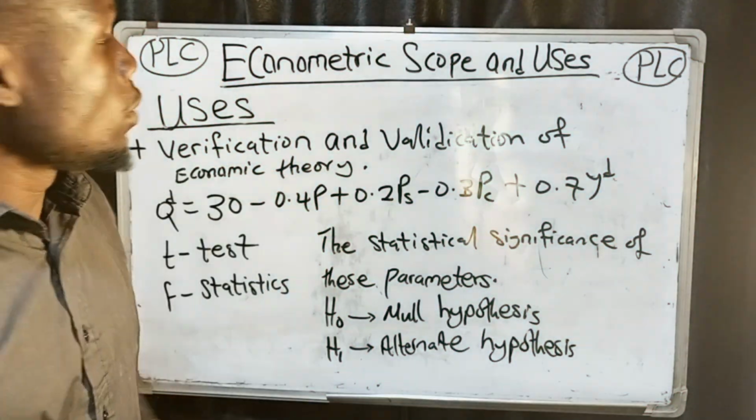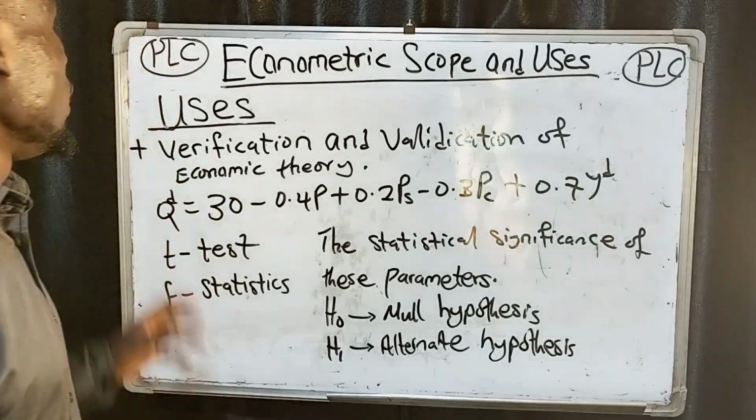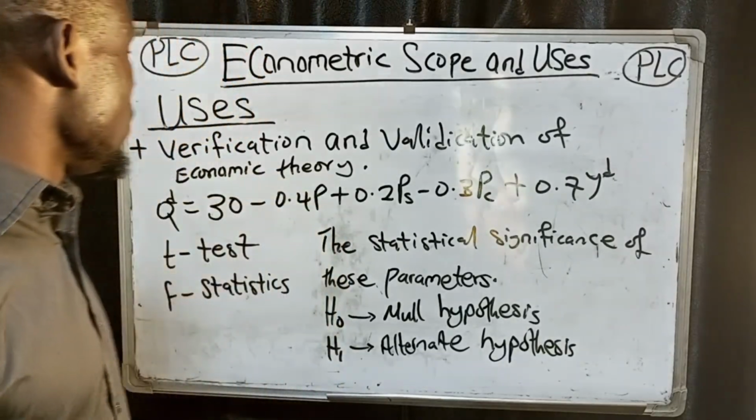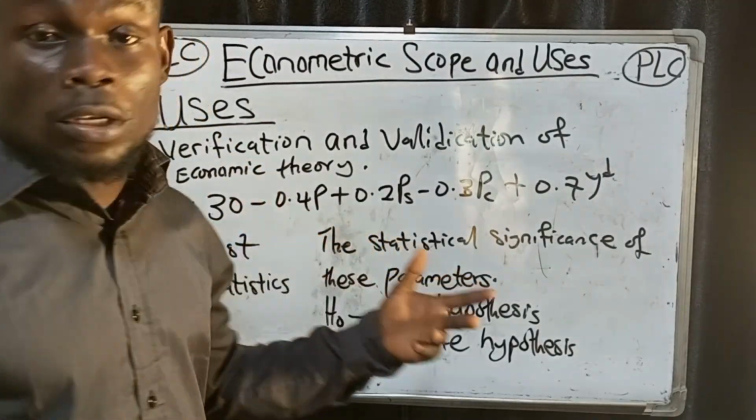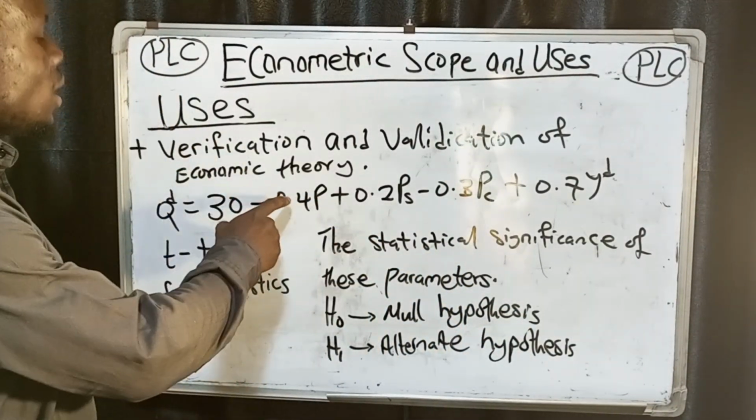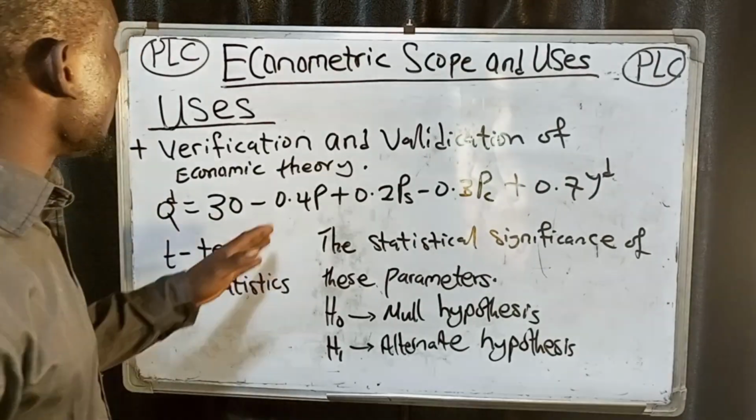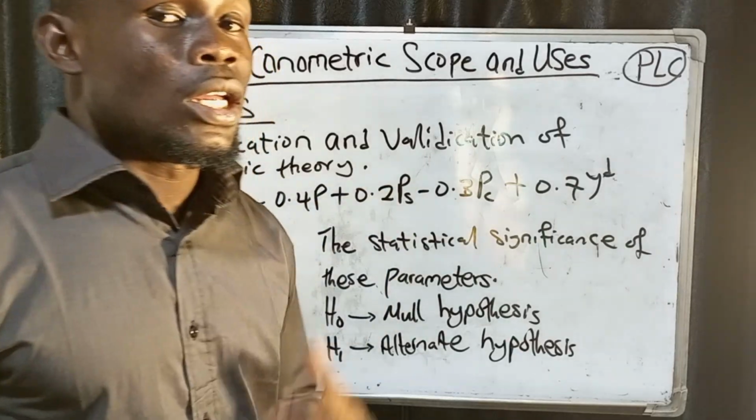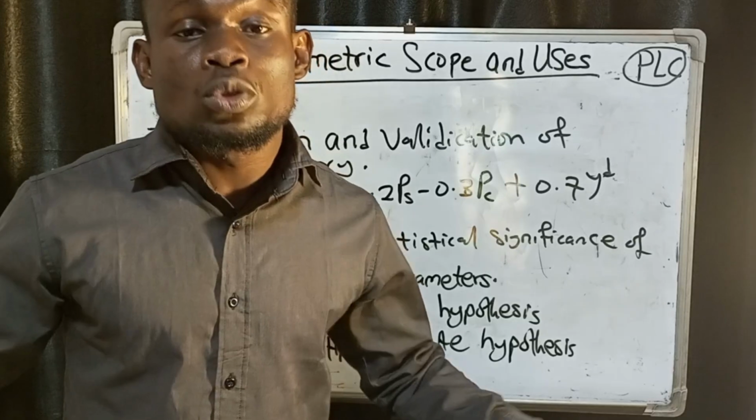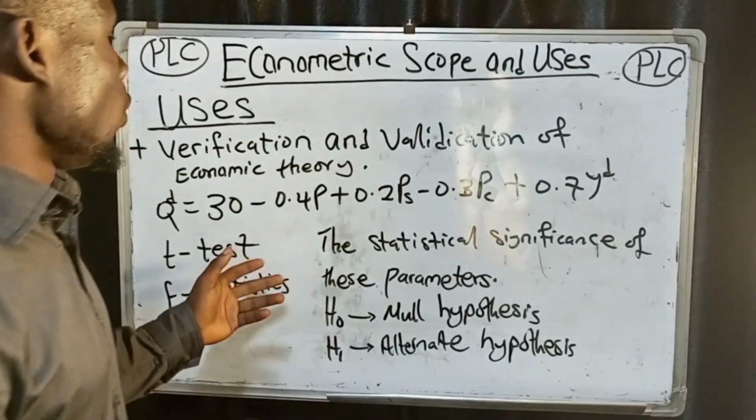Another usage of econometrics is for verification and vindication of economic theory. We've already estimated the parameters of the econometric model, but the next point is that we have to test these parameters for their reliability. How well can we depend on this estimate? Noting that we are using a sample, and from a sample we want to be able to draw a conclusion or infer something about the entire population.